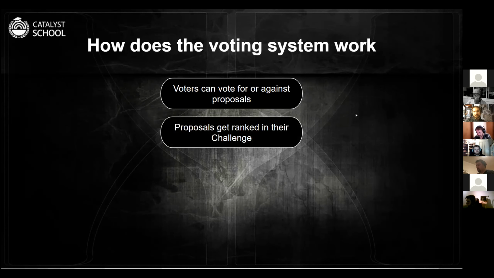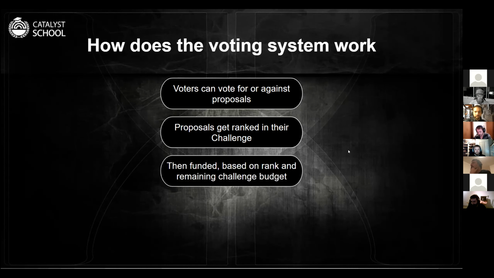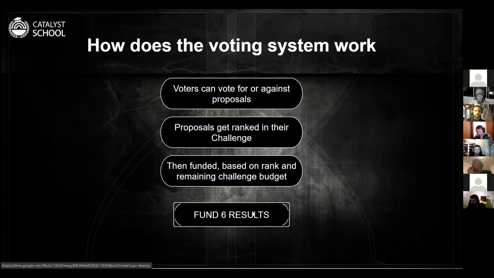And after they get ranked, they are funded following this sequence. The one that got first place is funded first, and the challenge budget is decreased by the amount of funding requested by the first one, and then the second one is going to be funded by the remaining funds after that. I'm going to show some numbers here, so it's going to be easier to understand. Let me open the Fund6 results to show you in practice how it works.